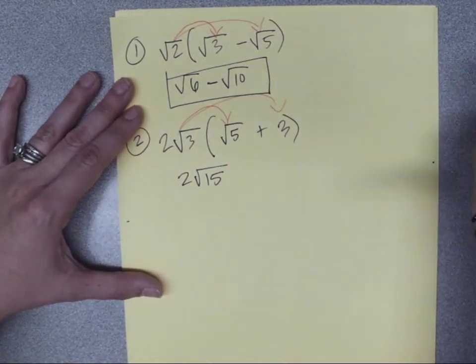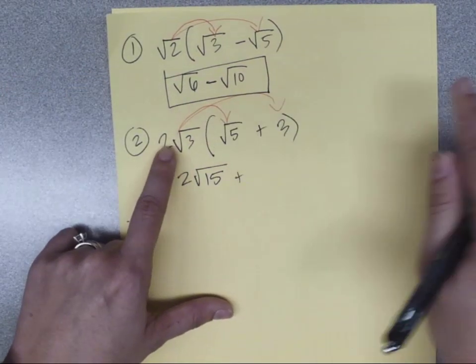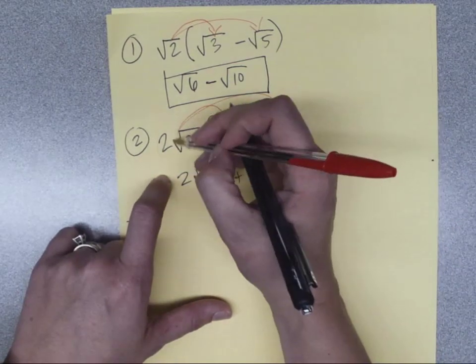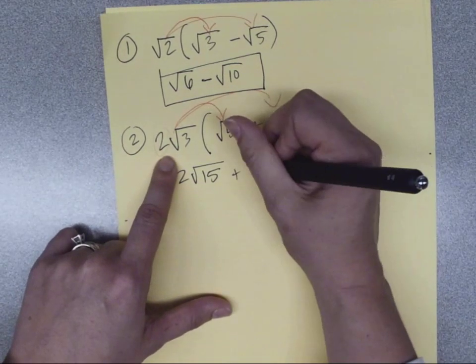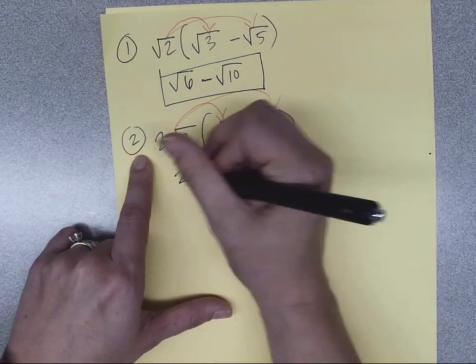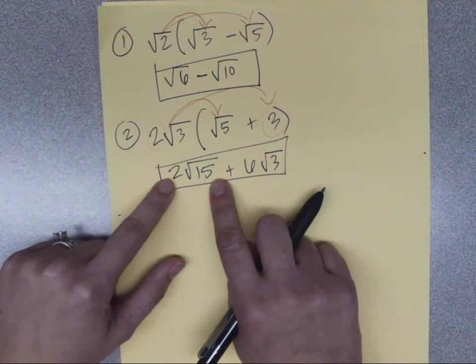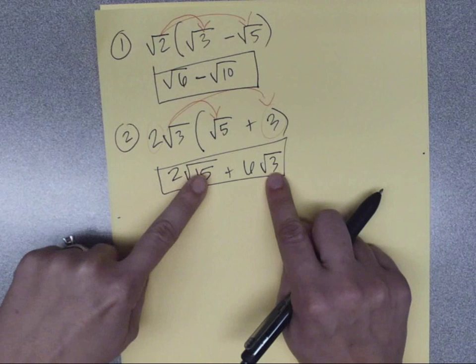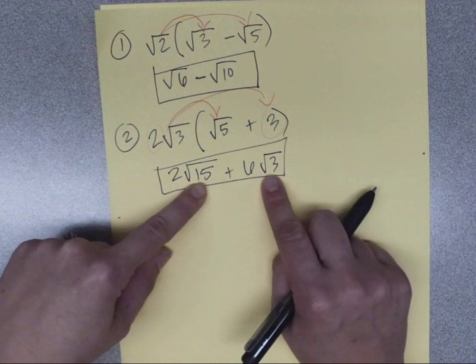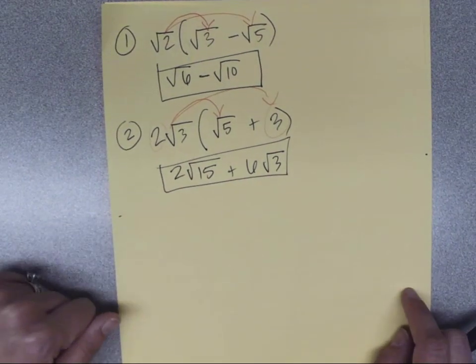2 square roots of 3 times 3 gives me, the 2 and the 3 are both outside numbers here. So 2 times 3 gives me 6 square roots of 3. And, sorry, I circled it too fast. This is my answer. I can't put them together because they do not have the same root, and I cannot break them down and take anything out to get the same root.